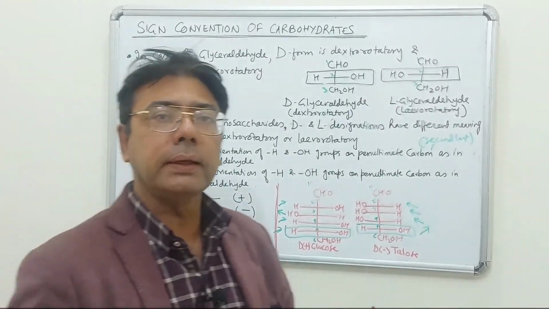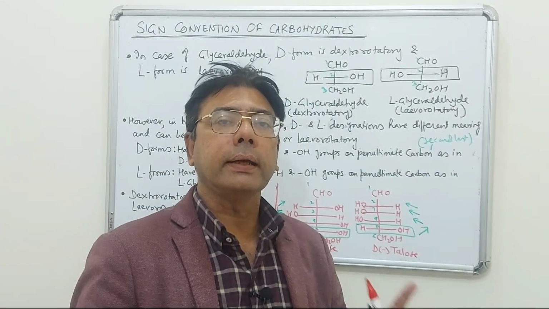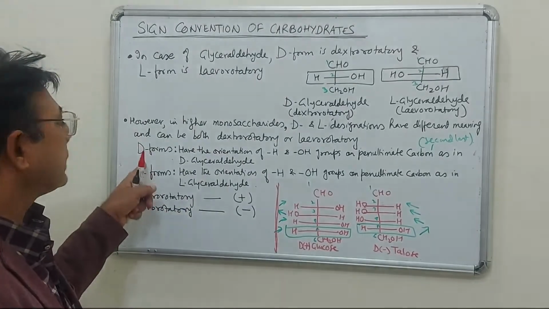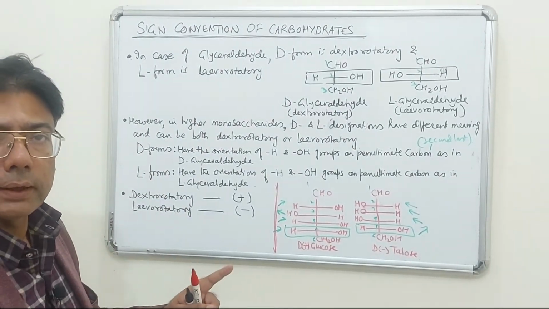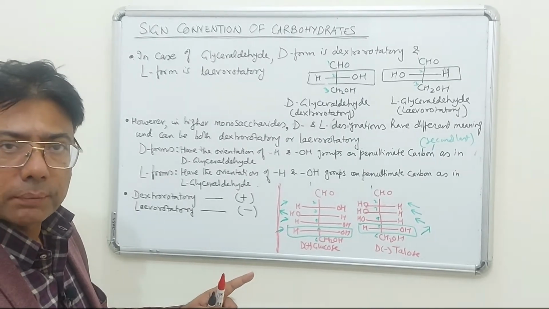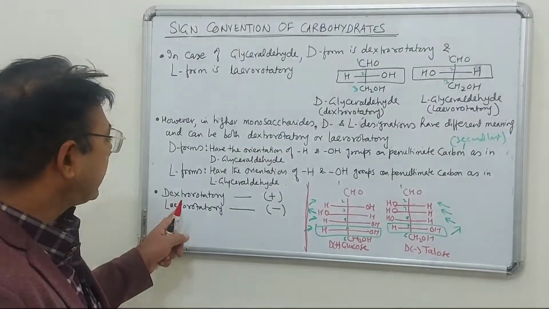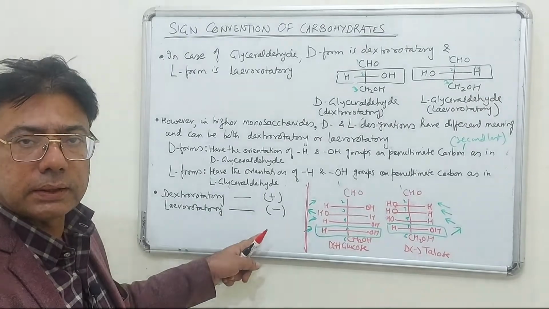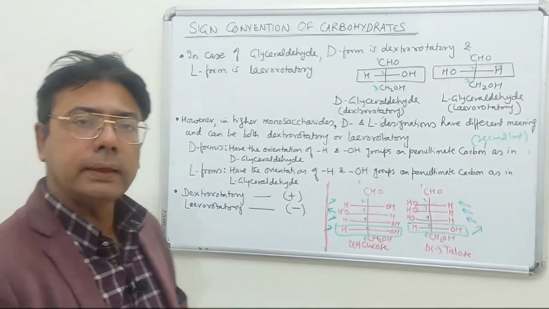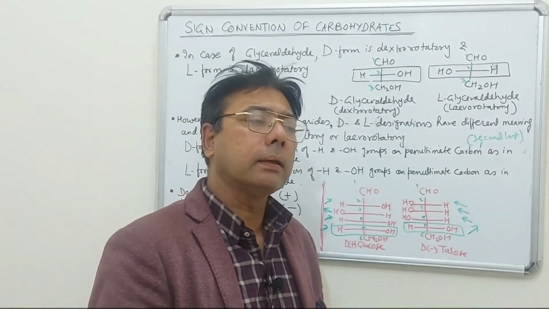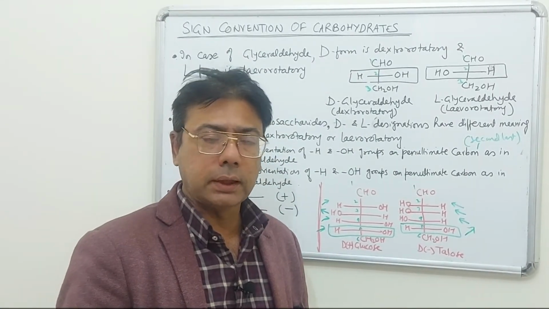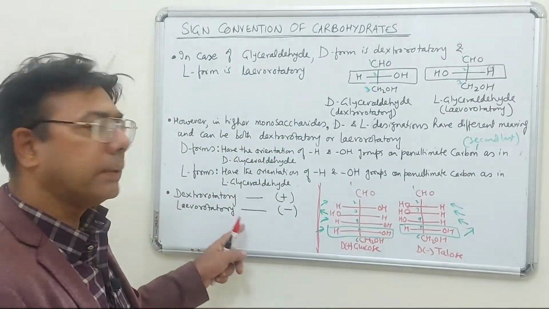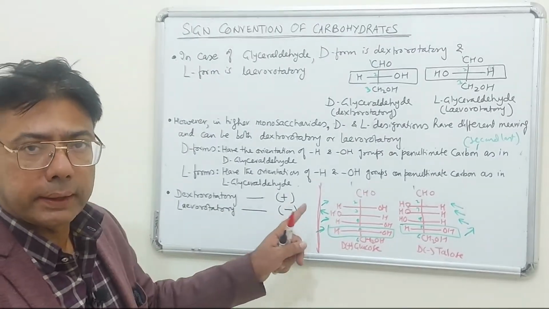So now it should be clear to you that capital D and capital L in case of monosaccharides do not stand for dextrorotatory and levorotatory. This is a big confusion among students. Instead, we have plus and minus designation to indicate the plane of rotation, meaning dextrorotatory and levorotatory. Sugars are represented by plus and minus sign, not by D and L sign.